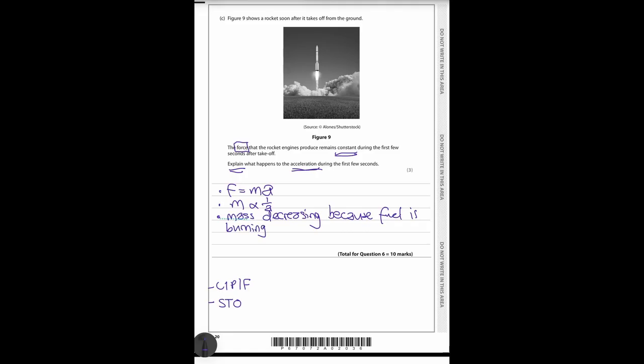And now I'm just going to link that back to the keywords I've used already, and link that back to the relationship that I've just said. And I'm going to say, well, therefore, the acceleration must increase. And obviously I'm going to write the full words in the exam, but I'm just abbreviating it quickly here.